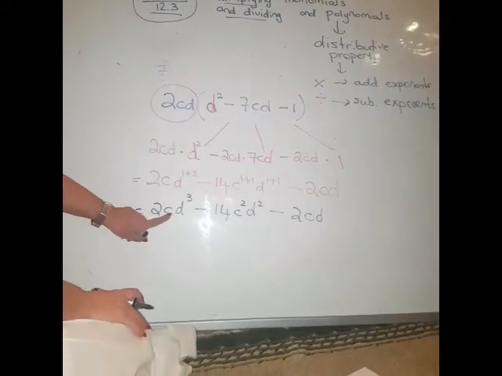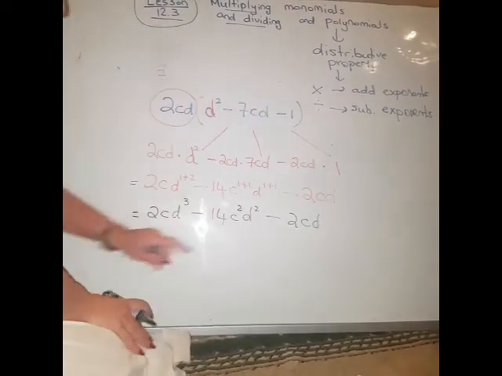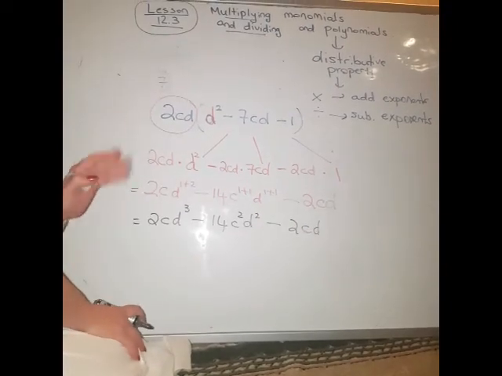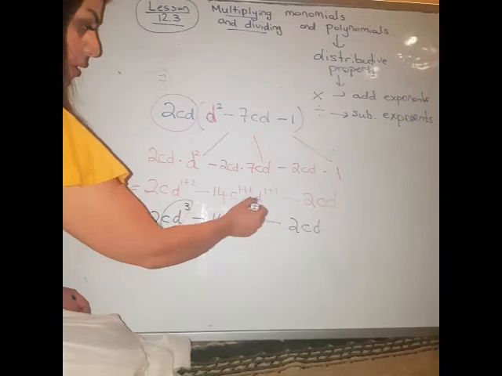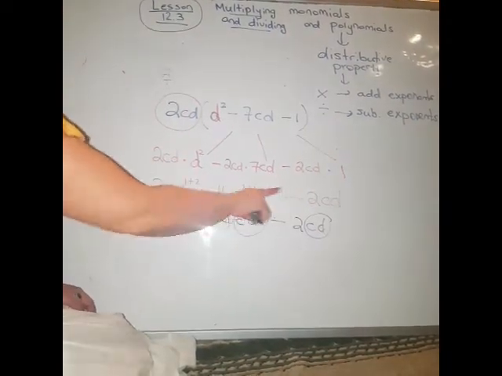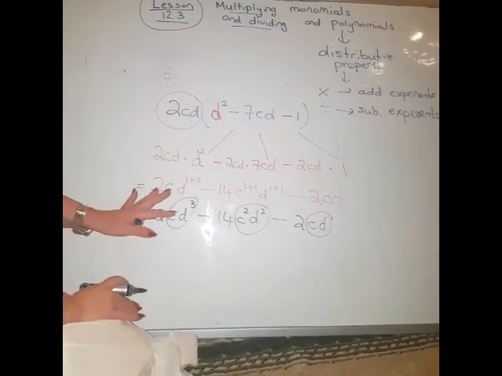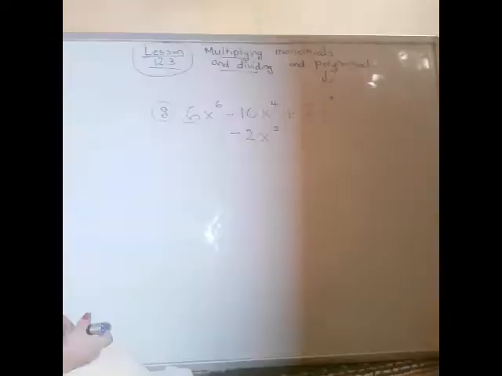Let's look at it. C d to the third, c to the second, d to the second, and this is a cd. They're not similar. This is one together, this is another one together, and this is together. They do not look alike, not in any way. So I cannot add or subtract. I leave my answer as it is.